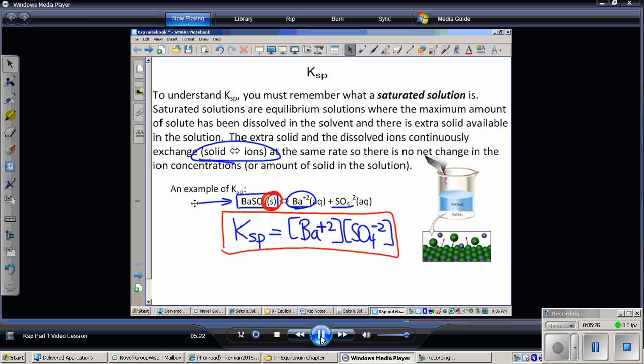So again, you're not going to be given the equations on KSP. You're going to have to write them for yourselves, but really all they are is dissociations. So just dissociate your solid. And then when you write your KSP, products on top, which will be your ions, and reactants on bottom, but there's no reactants to put in.